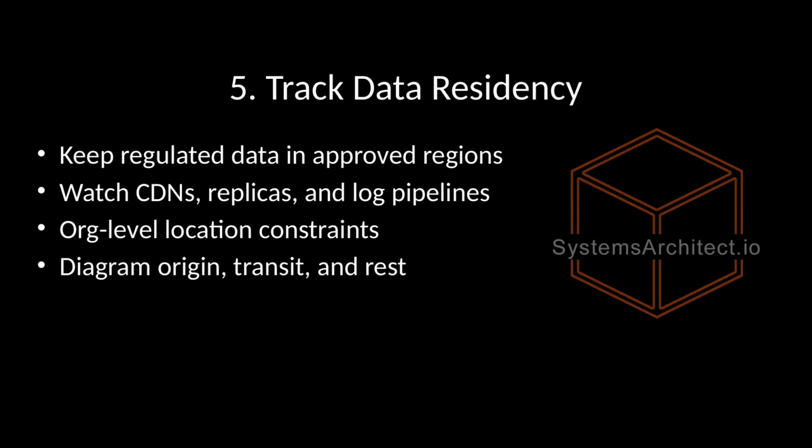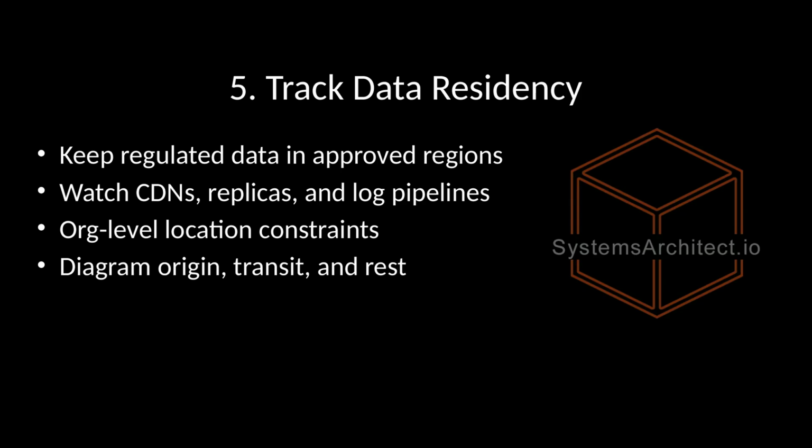Fifth, track data residency. Regulations restrict where personal data may be stored and processed. CDN caches, cross-region replicas, and log pipelines can create quiet violations and large fines. Constrain allowed regions at org or account level, diagram data origin, transit, and rest, and recheck when architectures change. On AWS, service control policies limit requested regions, remembering global services like IAM, CloudFront, and Route 53 still need careful design.